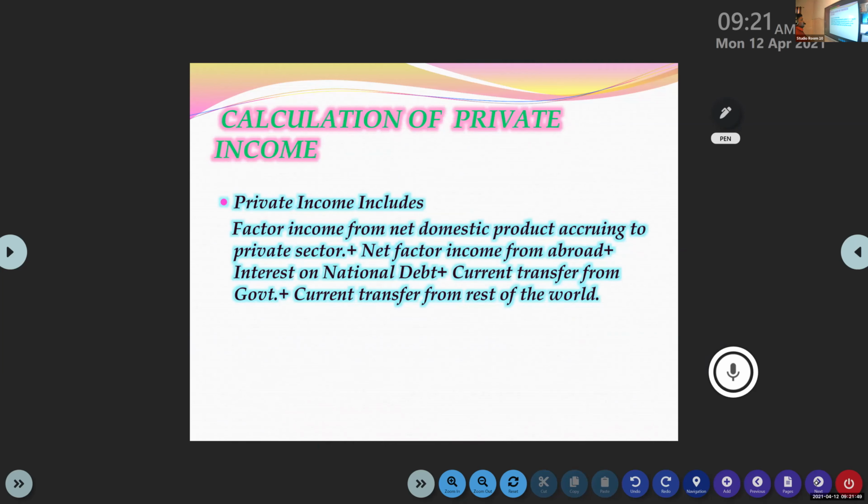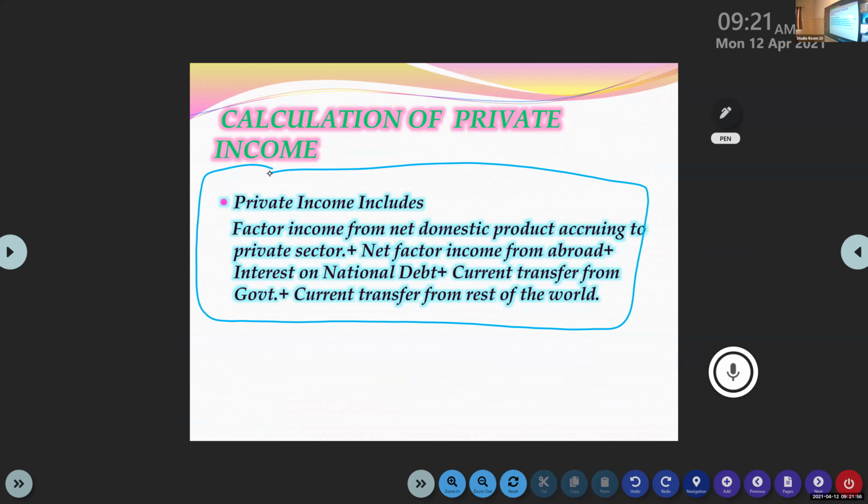Okay, so already we wrote that. You just wrote this one. Write this also. Private income includes factor income from the domestic product accruing to the private sector plus net factor income from abroad plus interest on national debt plus current transfer from government plus current transfer from the rest of the world. It's the equation for that. Components basically for the private income.